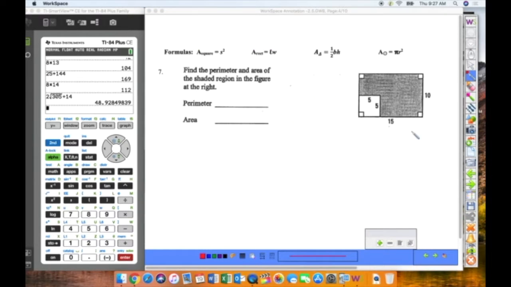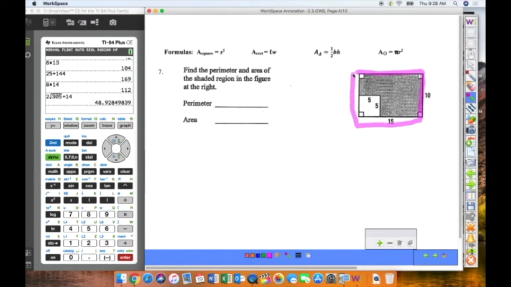All right. Find the perimeter and area of the shaded region of the figure at the right. So you can see we've got some general shapes here. I've got this big old overall shape right here, this pink guy. I've got a big rectangle, which is 10 by 15. How do I know that that's 15 as opposed to just this guy right here being 15? Well, notice where the 15 is. The 15 is in the middle of this orange segment right here.